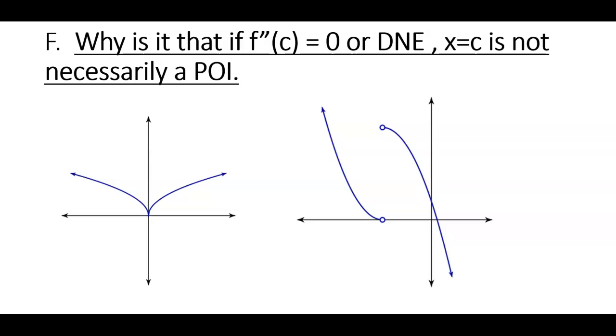Okay. Now, why is it that just because the second derivative equals 0 or doesn't exist, that doesn't necessarily mean it's a point of inflection? Well, for instance, consider this one here. Right here, f prime does not exist. And if f prime doesn't exist, then f double prime doesn't exist. But just because f prime and f double prime don't exist, that doesn't mean this is a point of inflection. Why is this not a point of inflection?